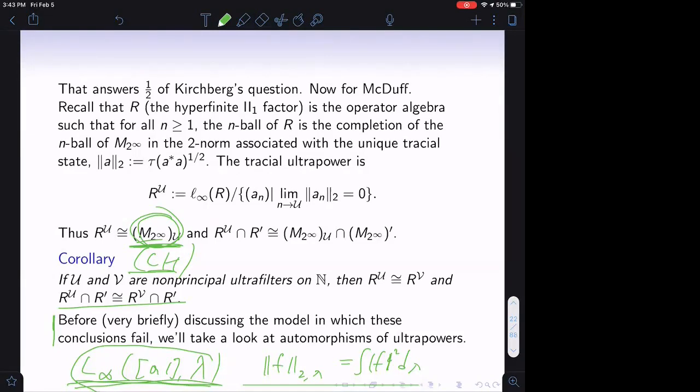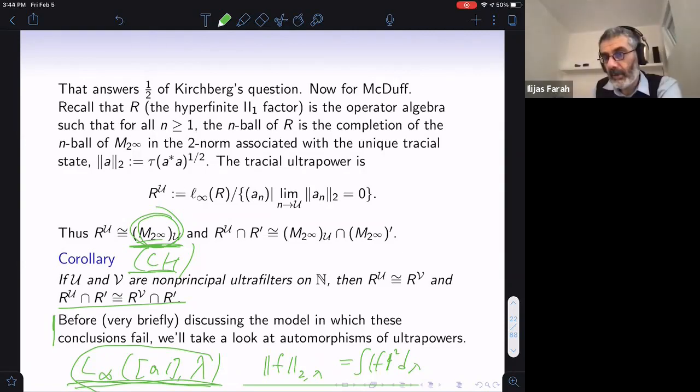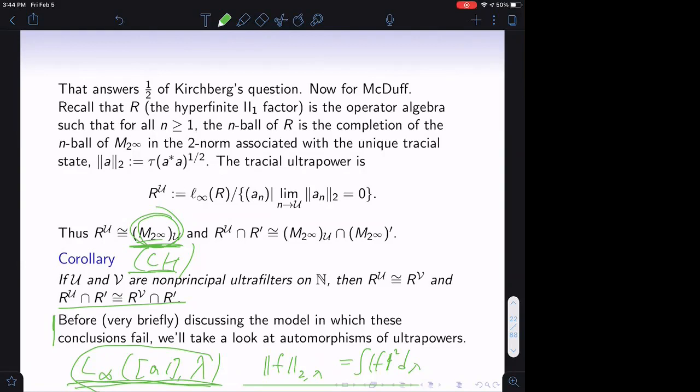Can I ask you a question? So in the case where you take the ultrapower not with respect to this tracial norm, then you get a different isomorphism type, is it possible? You mean operator norm? What norm are you taking? Depends what norm you are using. Do you want the operator norm? Yeah, the standard norm, I mean.